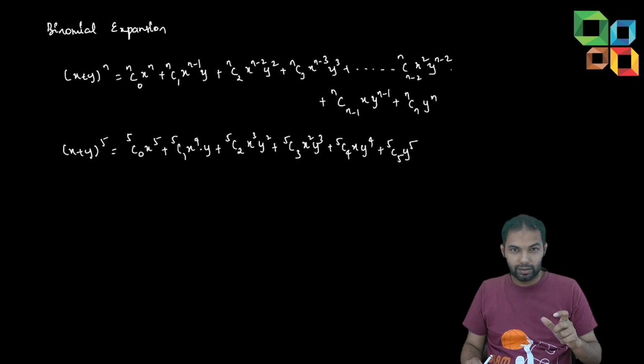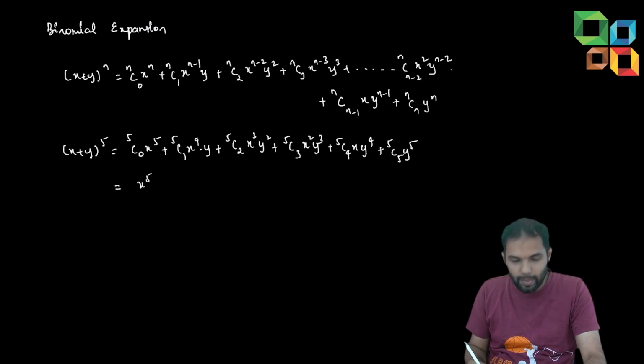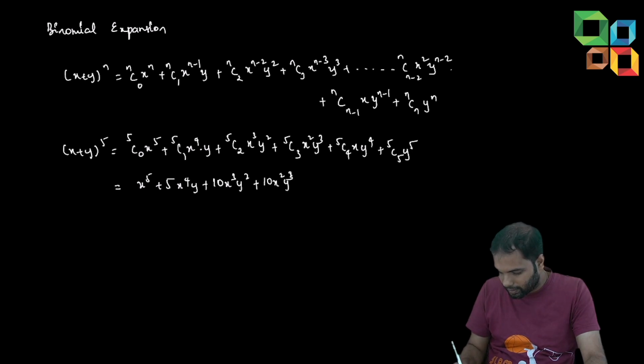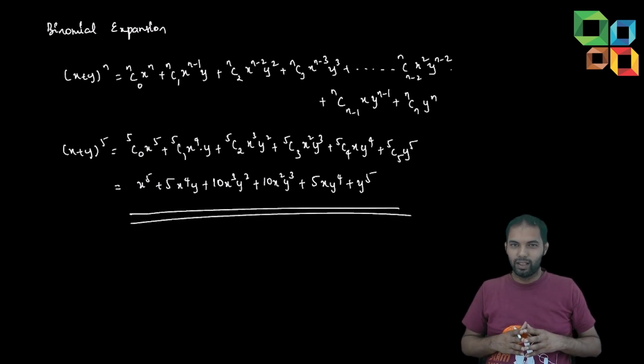Now, we know what the terms 5C0, 5C1 mean. So, what is it equal to? This is 1. 5C1 is 5. 5C2 is 5 into 4 by 2, which is 10. Next term, 5C3 is nothing but 5C2 itself, so it's 10, y cube. Next is 5C4, same as 5C1. And then we have 5C5, which is 1. You got the expansion. Now, if anybody asks you (x plus y) whole power 20, you can use this expansion.